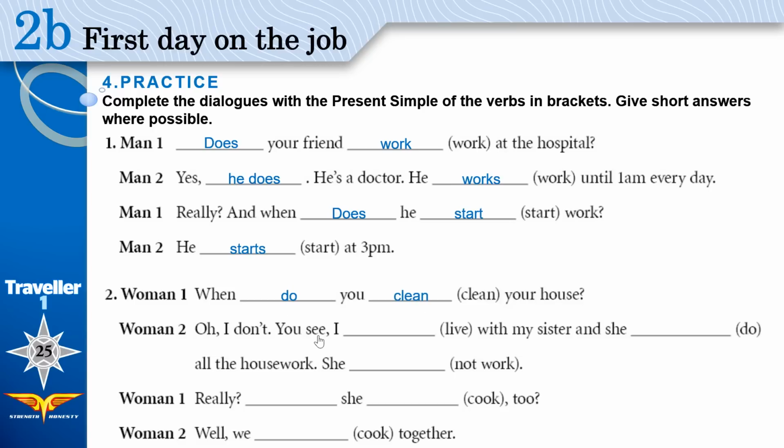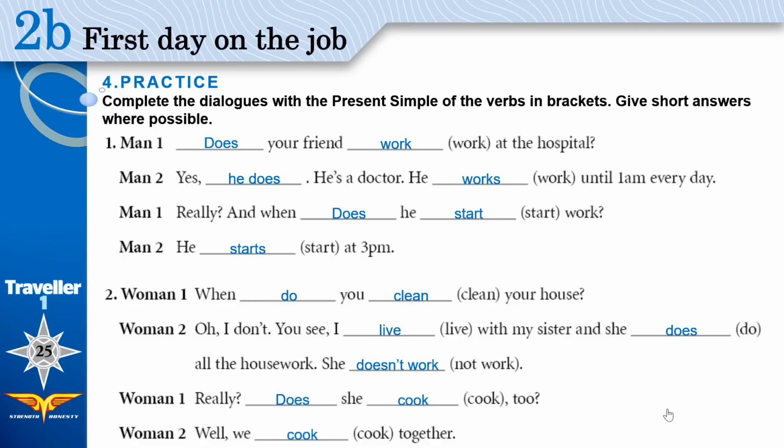You see? Let me tell you something. I live with my sister and she does all the housework. She, you add S to the verb. She, negative, doesn't work. This is why you must watch 2A3 grammar to see how we make the negative form of the present simple. Really? This is a question. Does she cook too? Well, we cook together.